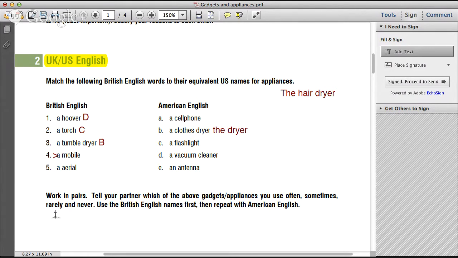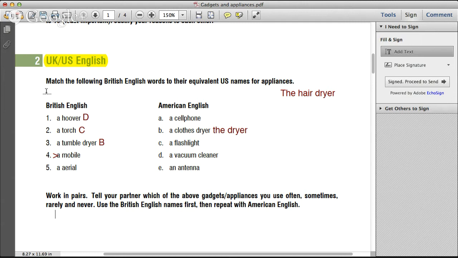Guess the object or no? No. Number 4 is a mobile. Do you see this here? Mobile? No, I can't find it. Sorry. Okay, we're in section 2. Yeah. Section 2. Okay. So section 2, number 4.